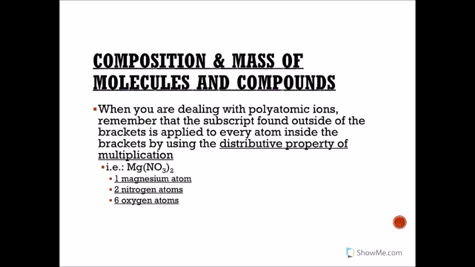When we're dealing with polyatomic ions, remember that the subscript found outside of the brackets is applied to every atom inside the brackets by using the distributive property of multiplication. For example, magnesium nitrate, we have one magnesium atom, 2 nitrogen atoms, and 6 oxygen atoms, because that 2 hits both the oxygen and the nitrogen atom. We have 2 nitrogen, and then 2 times 3 is 6 oxygen atoms.